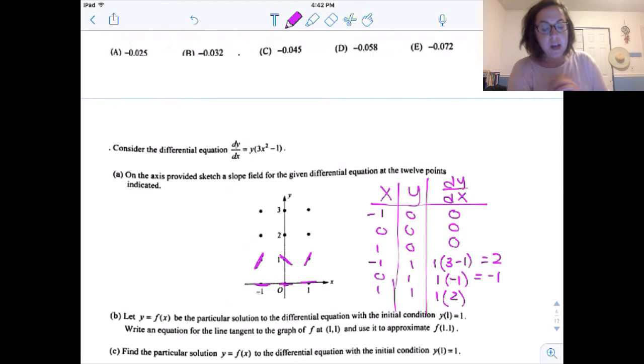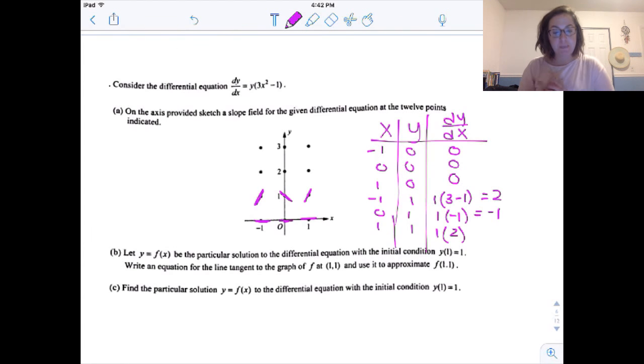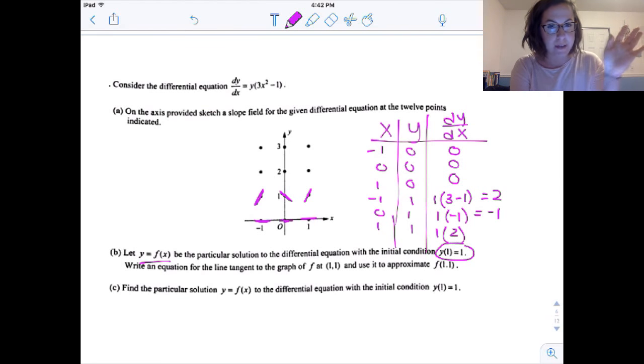So part B says, let f of x be a particular solution. Notice, it does not say in part B to find the particular solution. A lot of people will go very wrong on this because they do all this work that they don't need to do, and they don't get the points because they don't answer it. So it says assume it is. Okay, cool. I'm assuming it is. At the initial condition, y of 1 is 1. So I always think, hey, that's a point. Just keep that in the back of your mind. Write an equation for the tangent line at (1, 1), and use it to approximate f of 1.1.